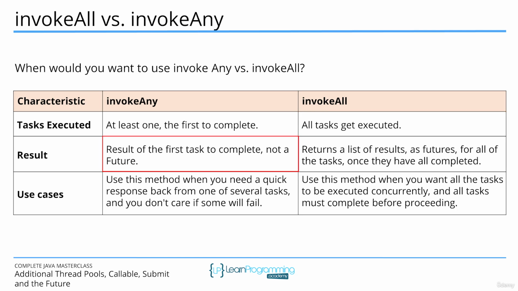For invokeAny, remember our result wasn't a future. In this example, it was simply an integer and was the result of the first task to complete. For invokeAll, we got a list of the results of all the tasks that completed, which were all the tasks we passed to that method.